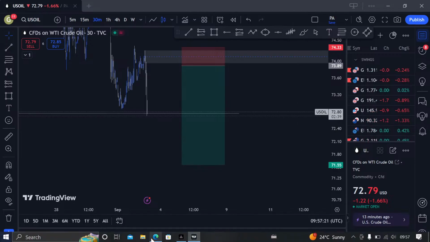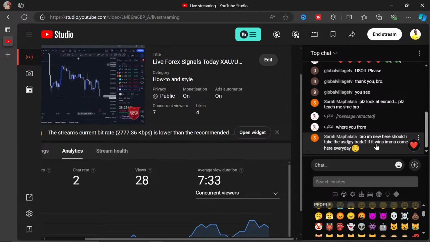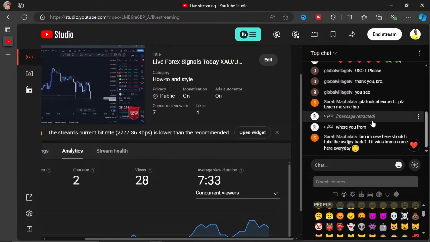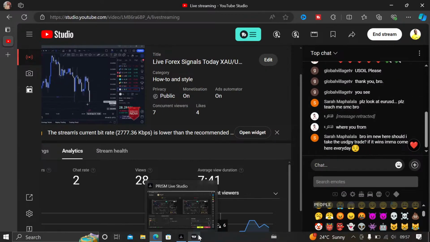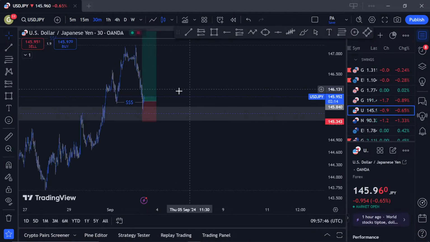So if you have any other market, let me look at any other one that you have here. Yeah, sure, you can take it. Please look at Euro USD. Okay, I'll look at Euro USD. I already have a trade on Euro USD, so I'll just drop a snapshot. You can actually take the trade on GBP JPY, on USD JPY. You can actually take it.